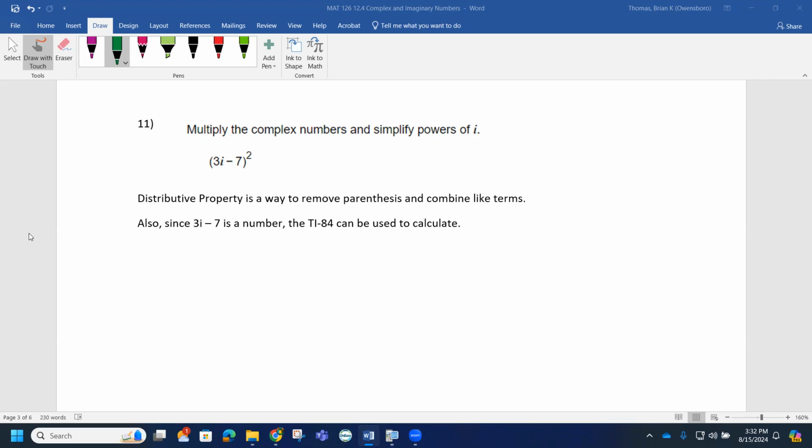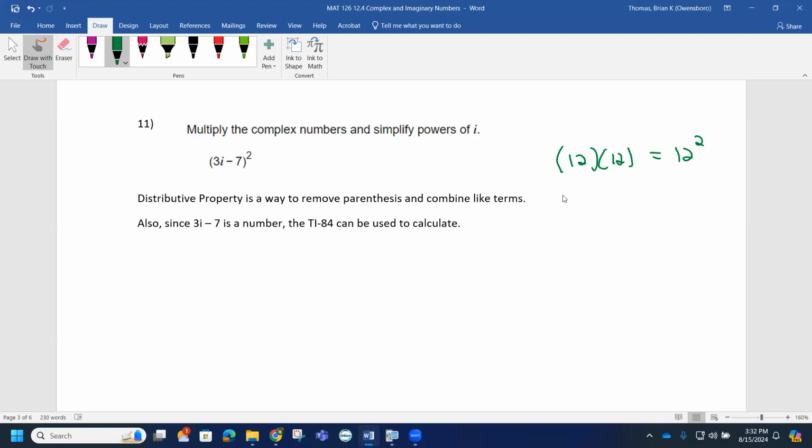So again, if I want to multiply this complex number, it's actually squaring. So 3i minus 7, remember those can't be combined together. So I have to figure out a way to square that out. Now, if I gave you, say, 12 times 12, that's the same thing as 12 squared.